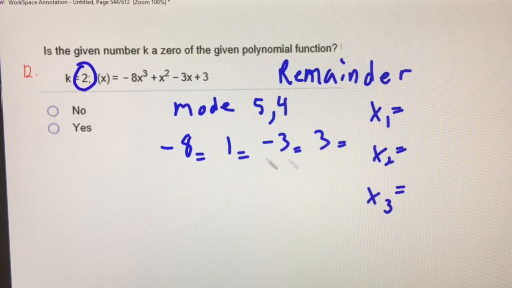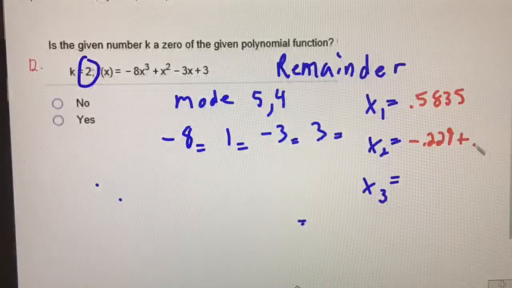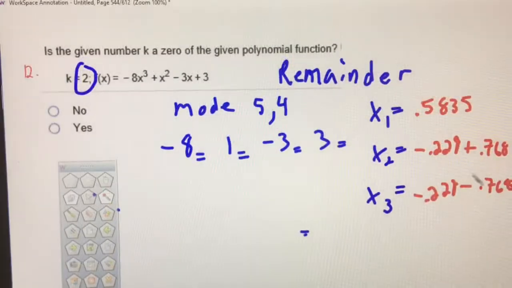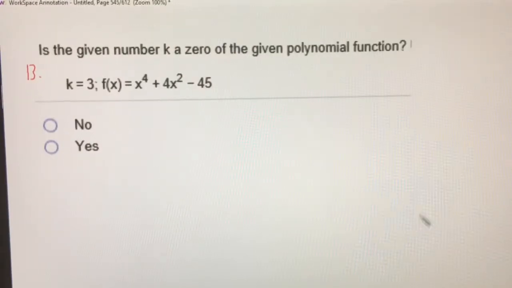And I'm looking for one of those values to be 2. I want one of those to be 2. If one of those is 2, my answer will be yes. If I don't get a 2 for any of these, my answer would be no. And we'll notice that none of my answers have a 2 in it, so my answer is no, after I did the mode 5-4 process.